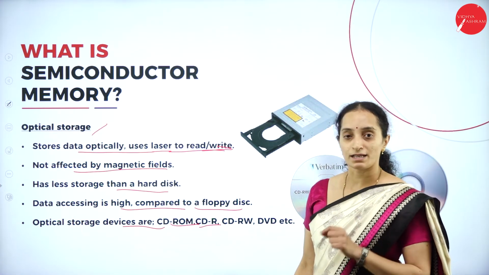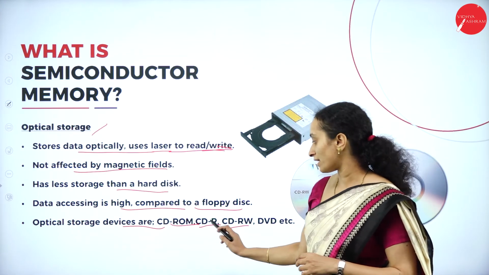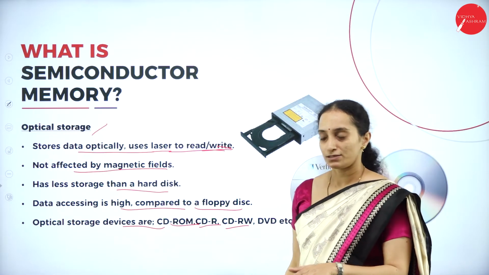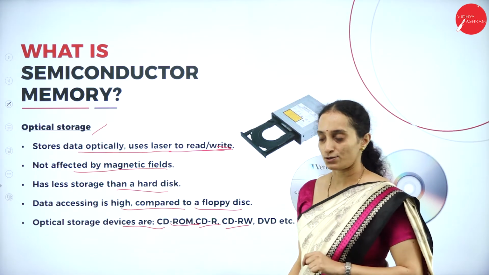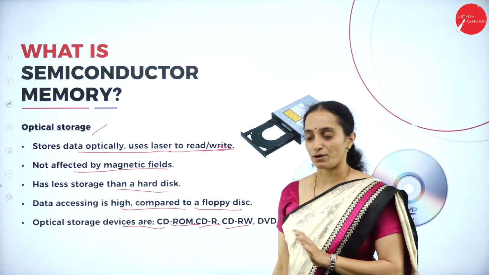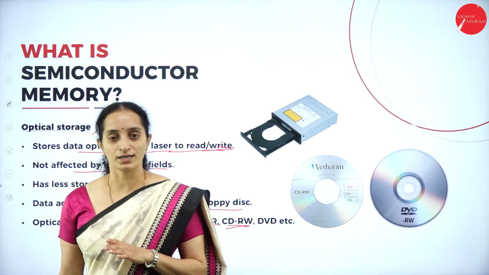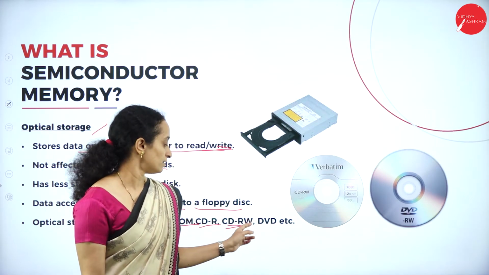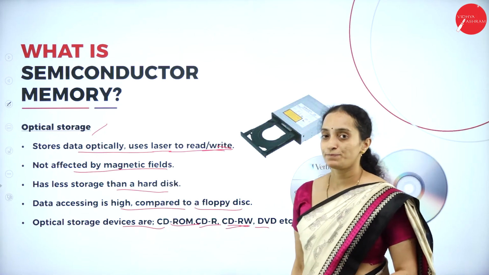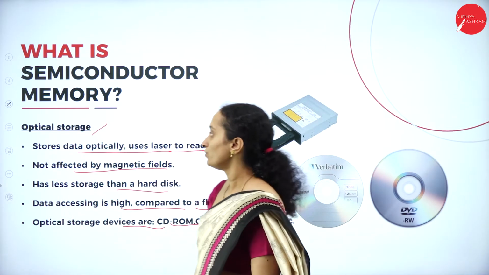Then we have CD-R, which you can write once. You can read them. The user can write the data to the CD, but once you write the data, you can't erase it. It will be permanent. Then we have CD-RW, that is rewritable. You can erase one data and add another data. Then we have the digital video disc, that is the DVD. These are many of the optical storage devices that you can use.